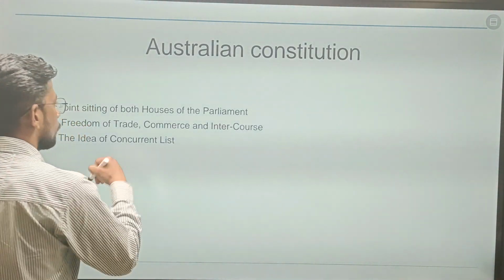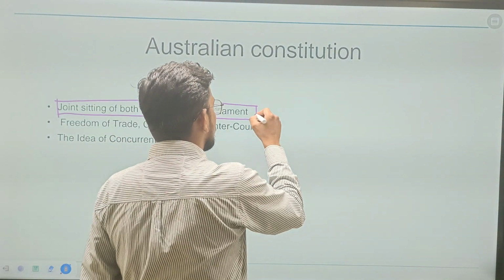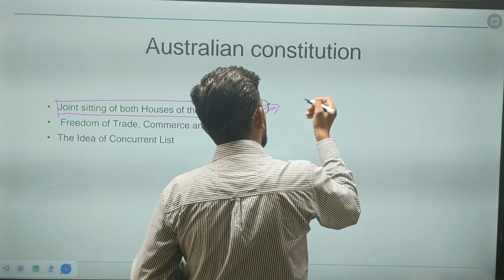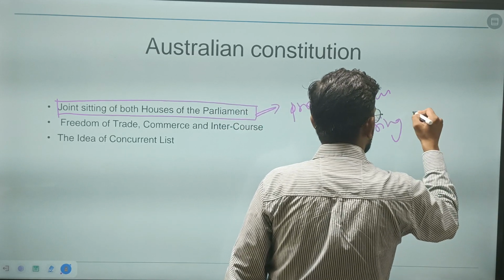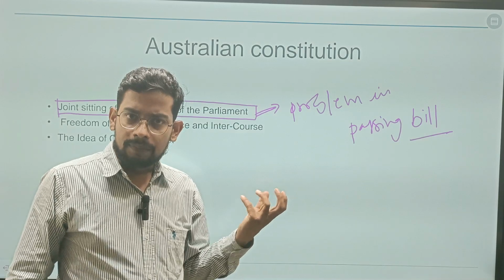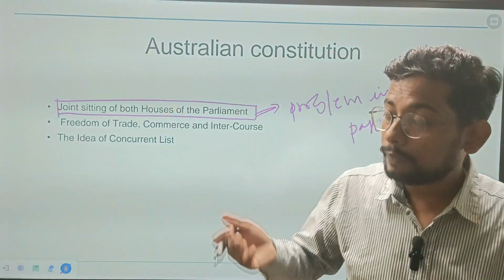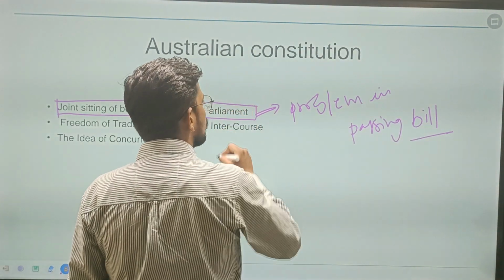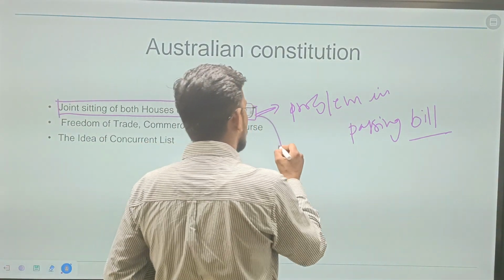The first feature we have taken from the Australian Constitution is the joint sitting of Parliament. In India, suppose there is a problem in passing a bill because both the houses are not agreeing. For example, Lok Sabha has passed the bill, but Rajya Sabha is not agreeing. Or Rajya Sabha has passed the bill, but Lok Sabha is not agreeing, and the government considers that bill extremely important. So because there is a difference of opinion between both the houses, to remove that difference, our Constitution has a provision of joint sitting.